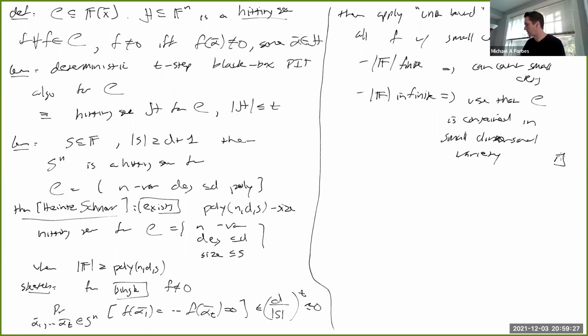I mean, there's a lot of things one would need to do there. Okay, but this result is non-explicit. It's saying that hitting sets exist, but it's not saying anything about how to construct them. Okay, so then the question would be, can we construct small hitting sets?